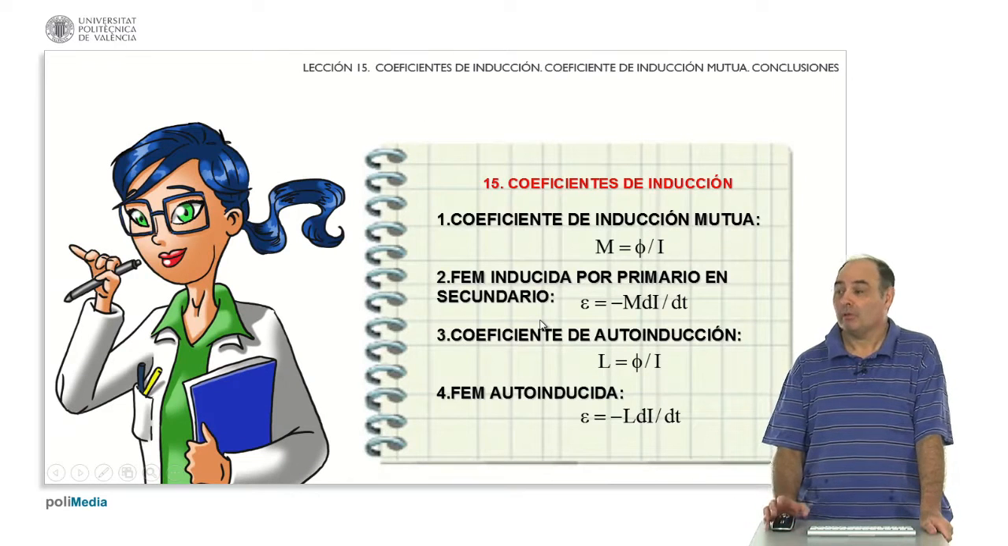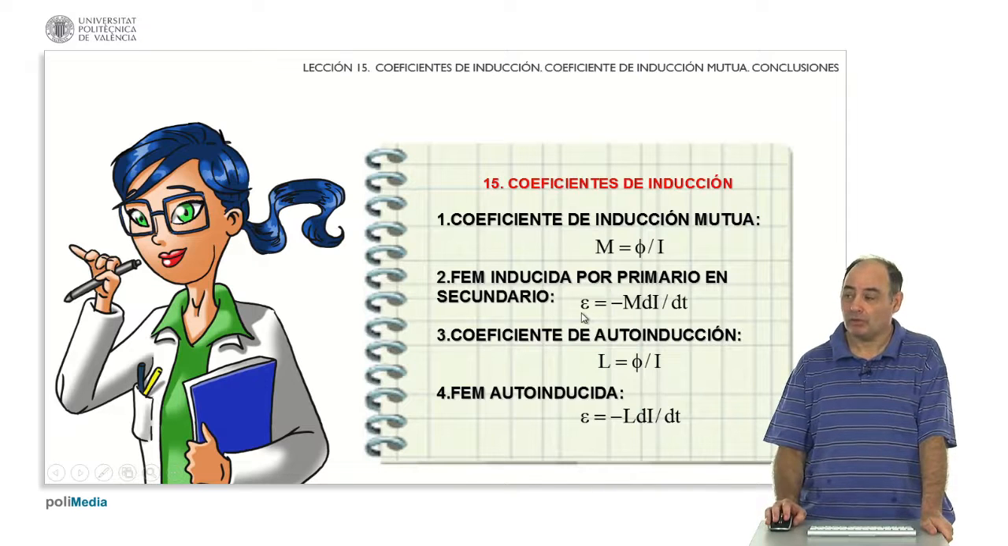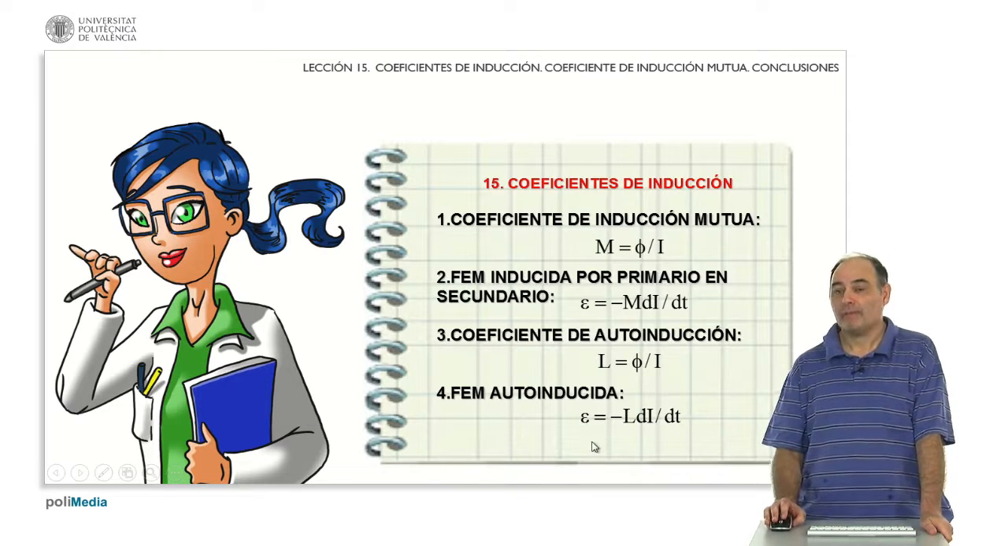Let's finish by simply restating the summary slide with everything we have seen. Firstly, we have the definitions of the mutual induction coefficient, like this ratio, and the self-induction coefficient, and then the properties by which those coefficients are relevant in terms of how they affect an electromotive force in a secondary or a self-induced electromotive force.